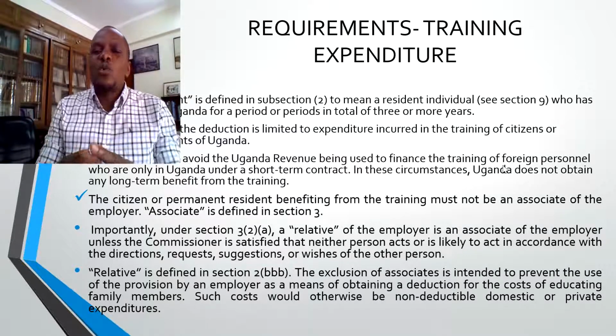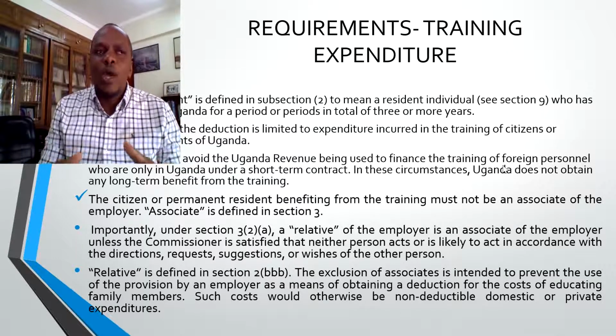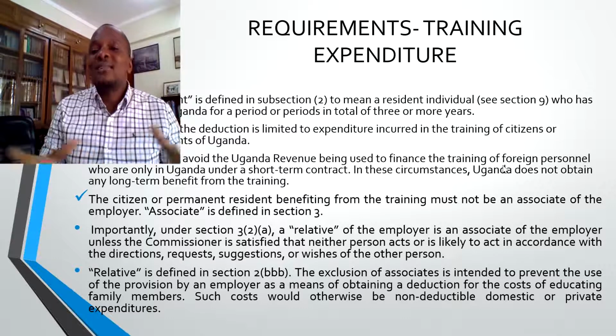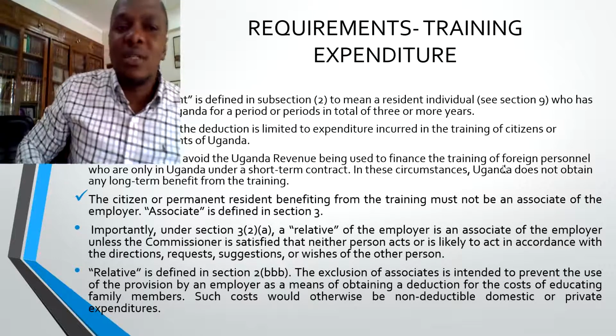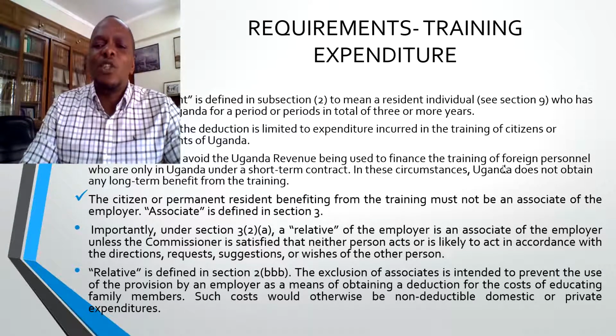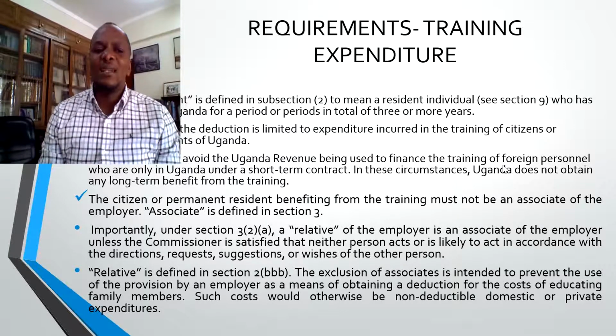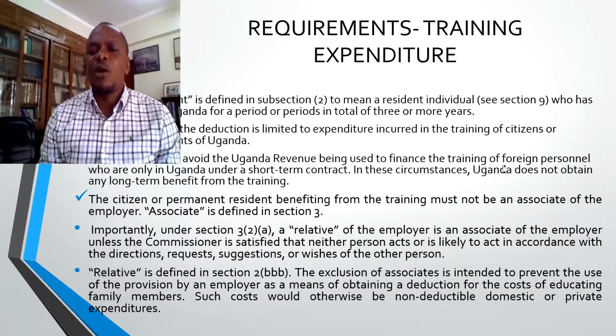So the section was trying to guard against tax evasion techniques where people would send their cousins, sisters-in-law, basically associates, for trainings, and then they would claim a deduction. And the definition of a permanent resident is also defined, and you can see it there in the slide in accordance with Section 2, and means a resident individual. You refer to Section 9, and he or she must have been present in Uganda for a period or periods in total of 3 or more years.